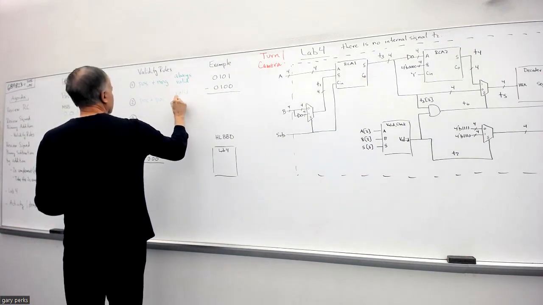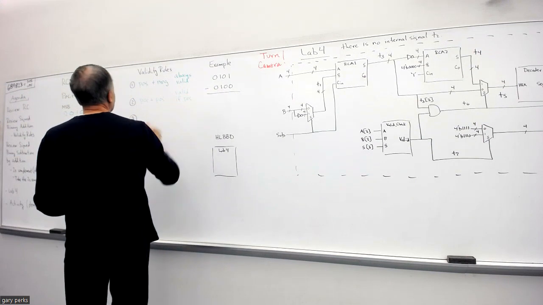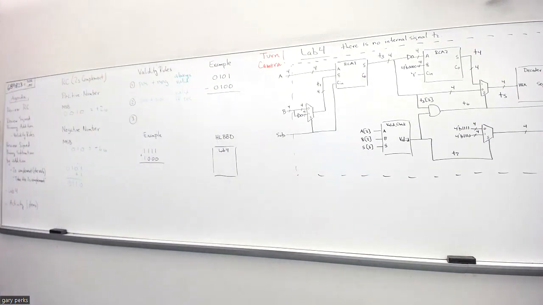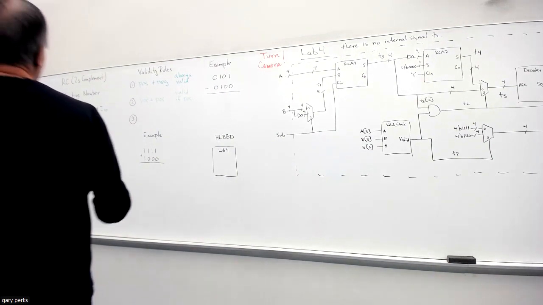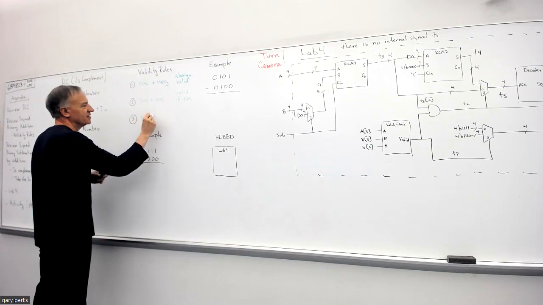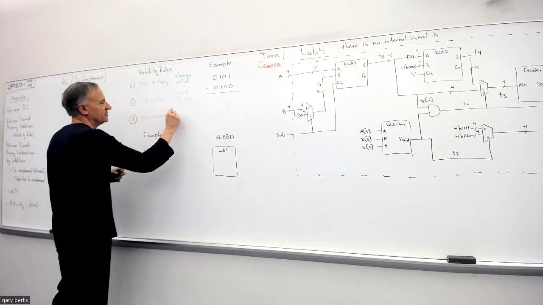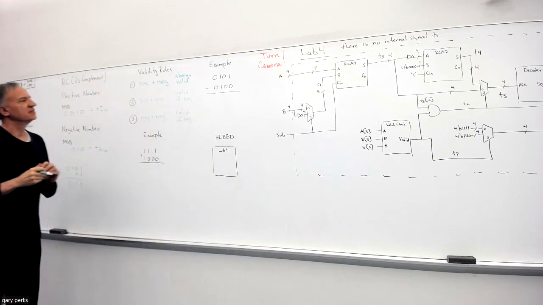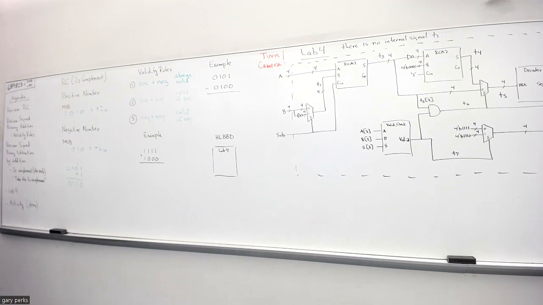If you just think of a number line, it doesn't make any sense if you add two positives and get a negative. So therefore, the third one is just a negative plus a negative. It's valid if you get a negative. Okay, so those are our three validity rules.